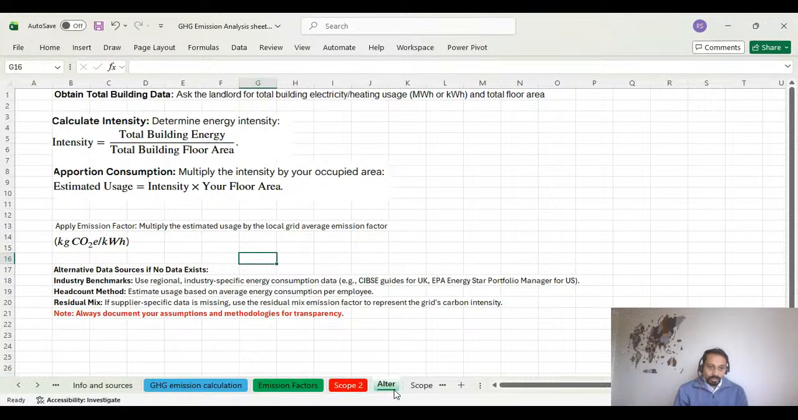The third one is the residual mix. If supplier-specific data is missing, it is helpful to use the residual mix emission factor to represent the grid's carbon intensity. It is very typical when you don't have any kind of data that you can do a residual mix, but this last one is the least typical. Here is one note that I mention: always document your assumptions and methodology for transparency. So here I can see a few questions.